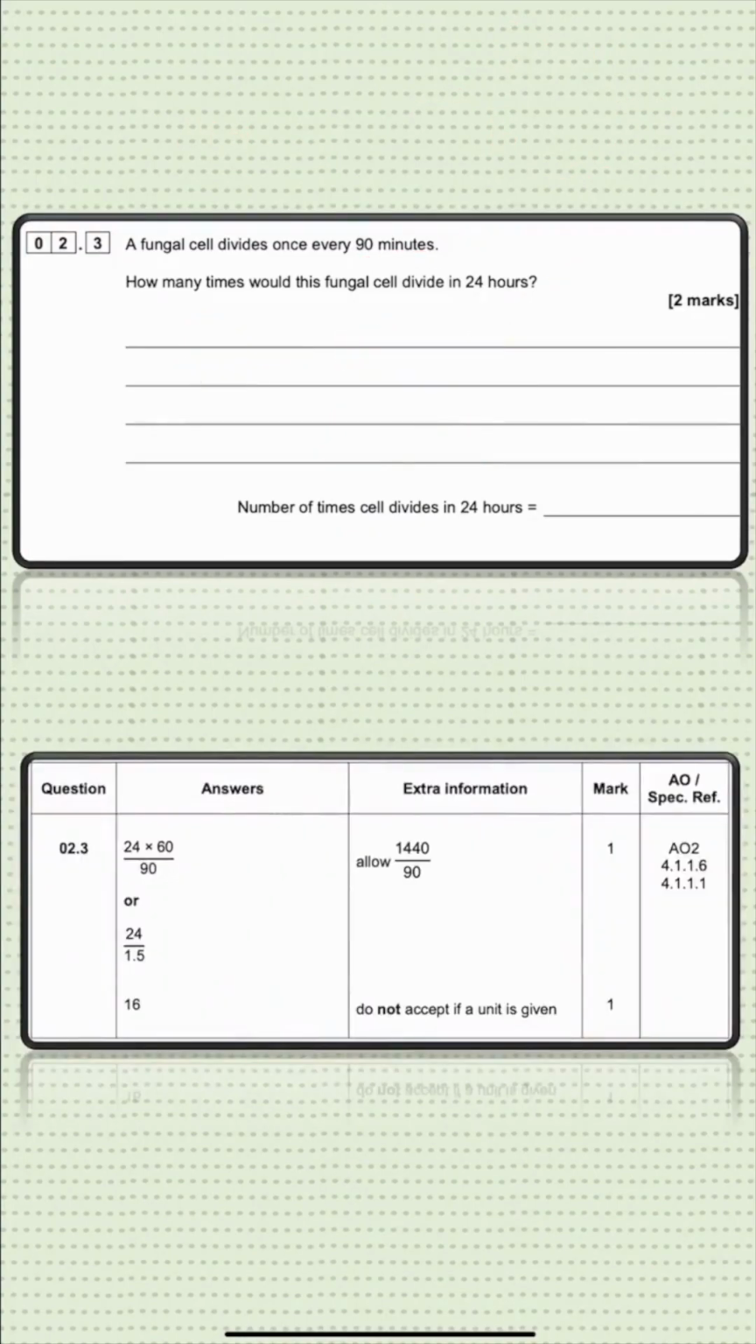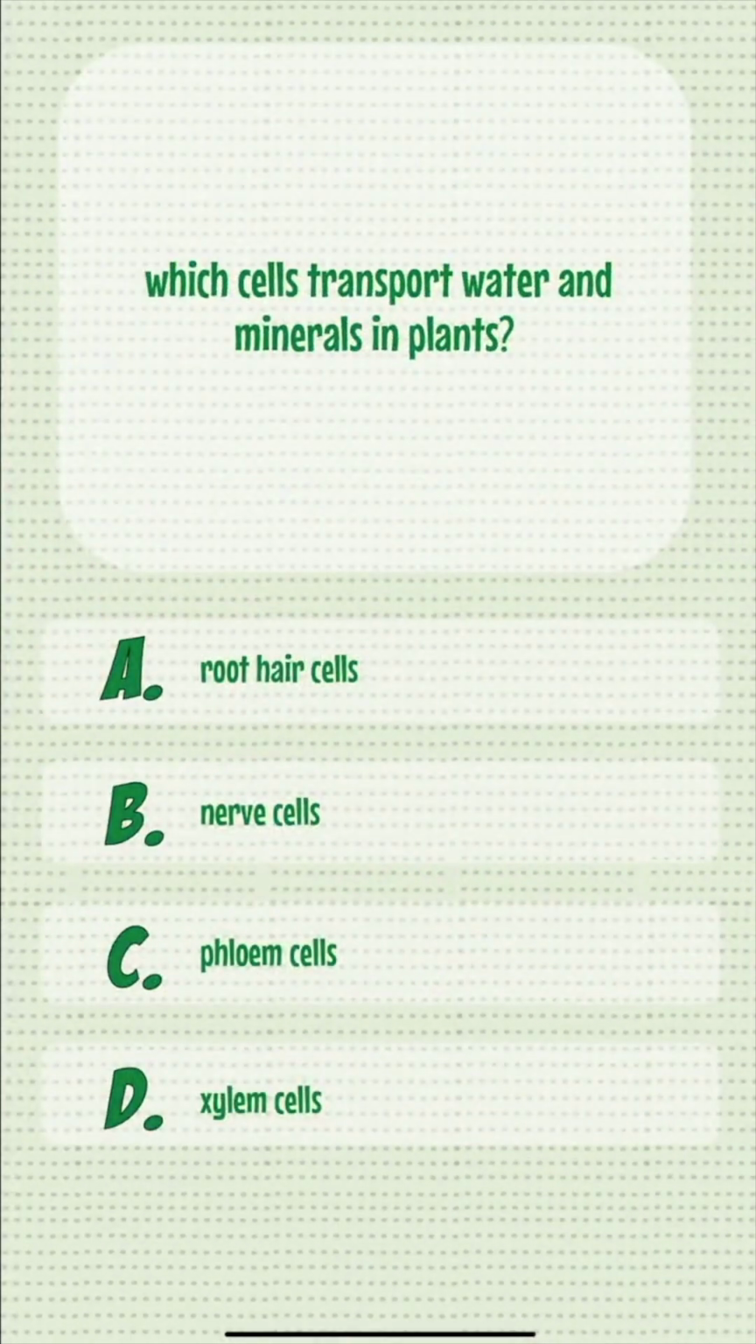So let's look at the mark scheme here. Yep, that's exactly what we did. We get 2 marks here, 1 for the working out, 1 for the answer. We did this and this. That's fine. Let's move on to the next question.